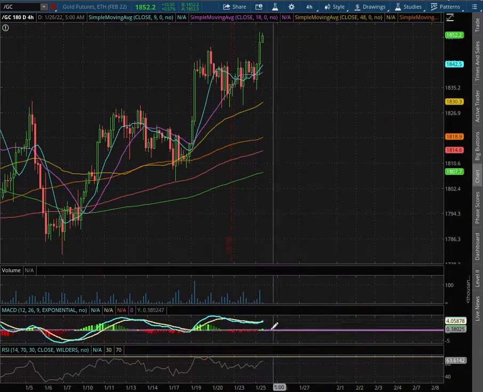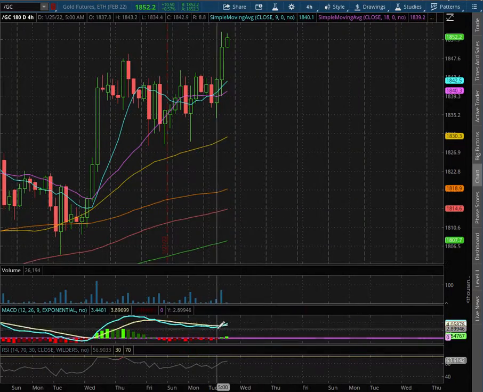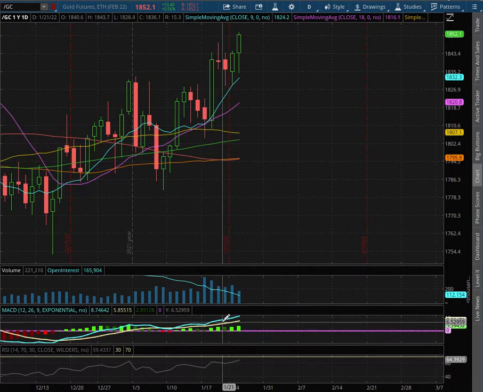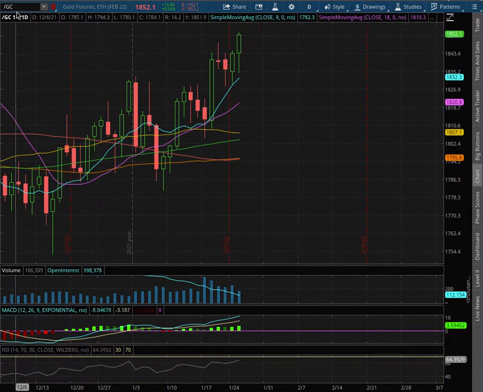With the 4-hour chart, we remain in positive MACD, seeing signs of a convergence once again. As we extend that to the daily chart, we are in positive MACD and nearing overbought levels with the RSI.